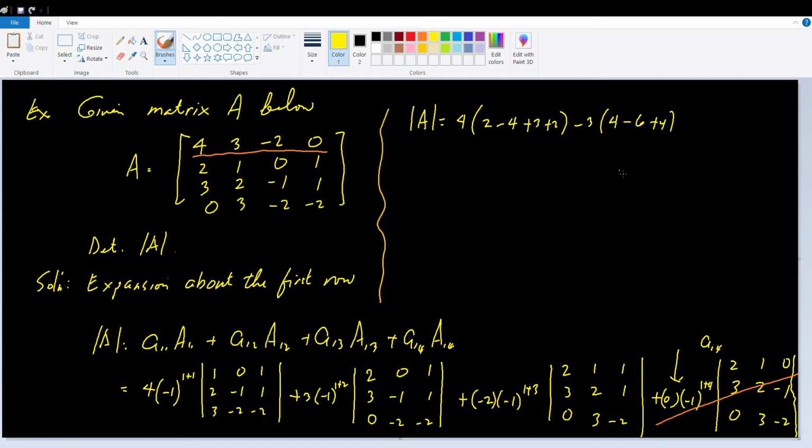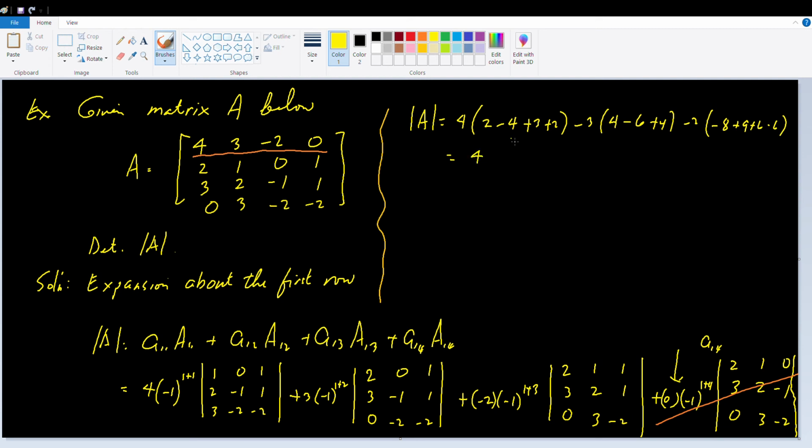Okay? And then negative 2 times negative 1 raised to 1 plus 3. Negative 1 raised to 4 is positive. And then times negative 2, so minus 2, multiplied by the determinant. This will be negative 8, 0, plus 9, minus 0, minus minus 6, so positive 6, and then minus 6.